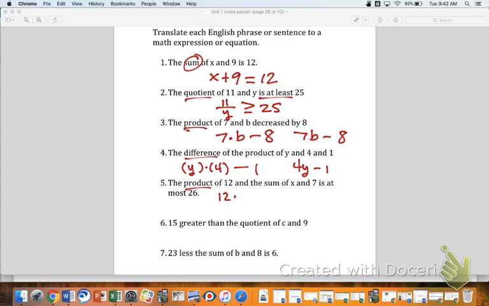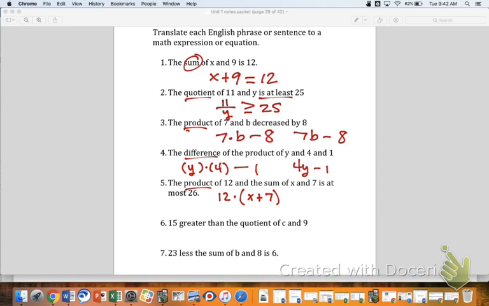12 times what word? I'm looking for one word specifically. 12 times a sum. It's not 12 times x or 12 times 7. It's 12 times the sum. And so how do I multiply 12 times a sum? What specific symbols do I have to use, Kyrie? Parentheses. I have to use parentheses here. That's right. So 12 times the sum of x and 7 is x plus 7. So 12 parentheses x plus 7.